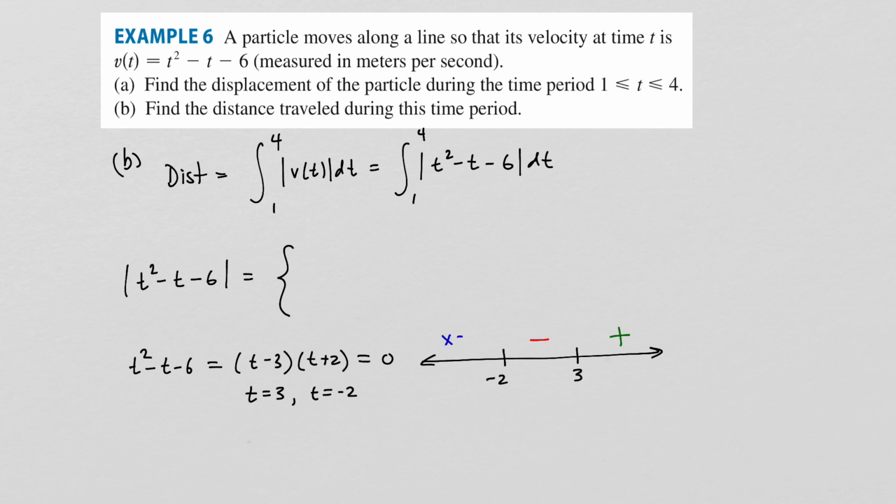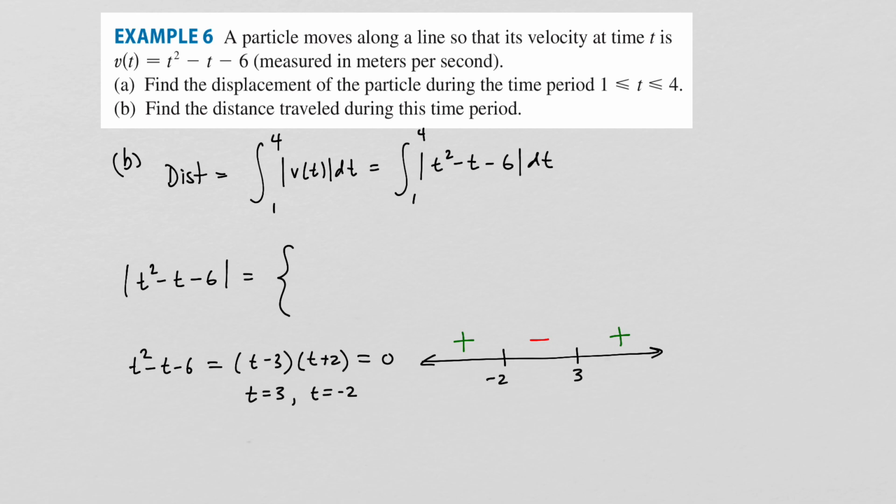Likewise, if you plug in a value of t less than negative 2, say for example negative 5, you will get a negative times a negative, which is a positive. So we know that it's positive here. So why am I talking about all this?